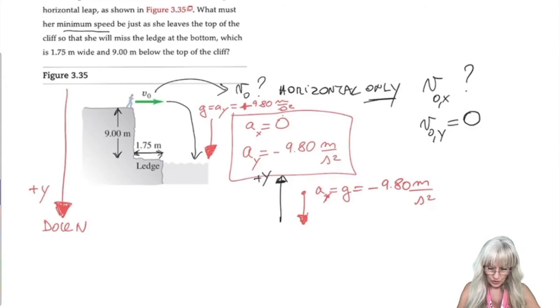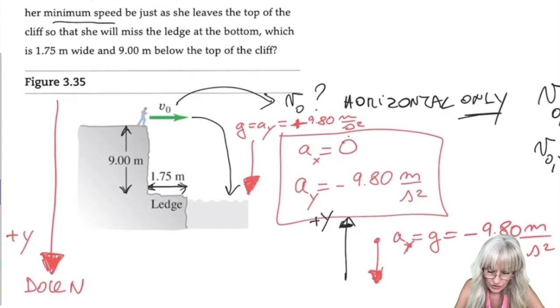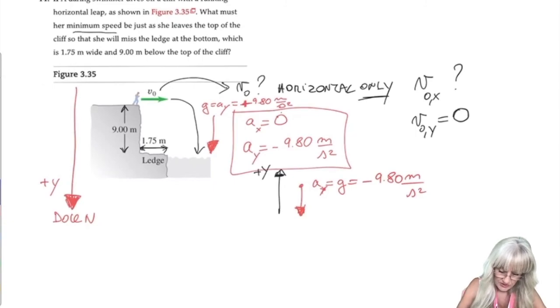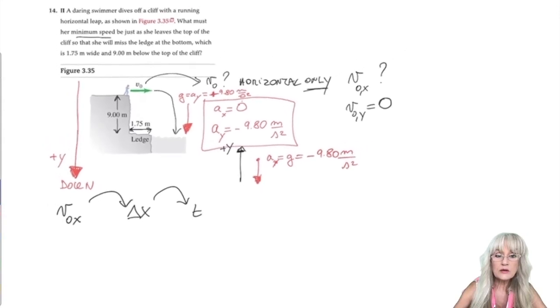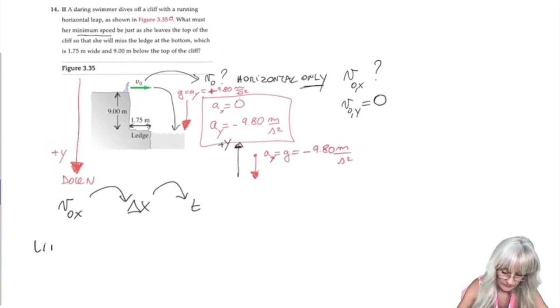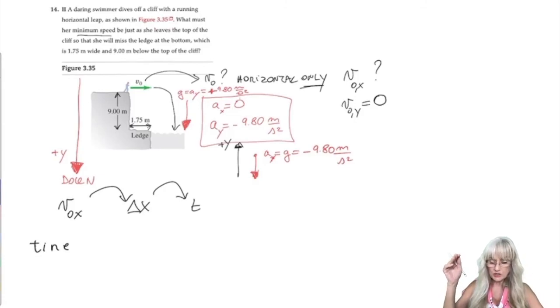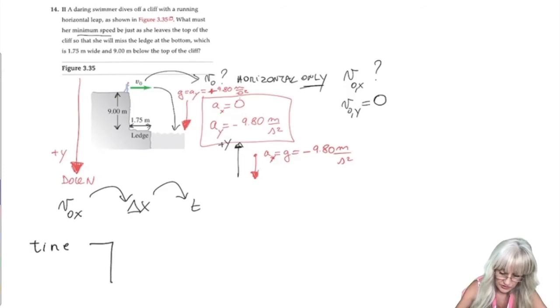So we need to find this initial velocity as she dives off. Remember, this initial velocity along the x-axis will be linked to the delta x, which will be linked to time, so we need to find a lot of parameters. To begin with, we need to find the time. The time she will take to dive to the water. So she's here, jumps down. I want to find the time needed to reach the water.